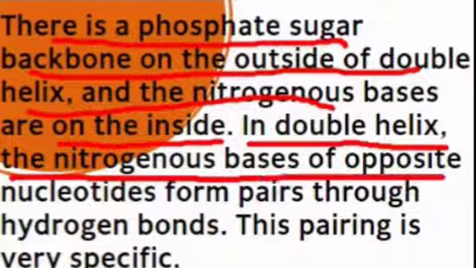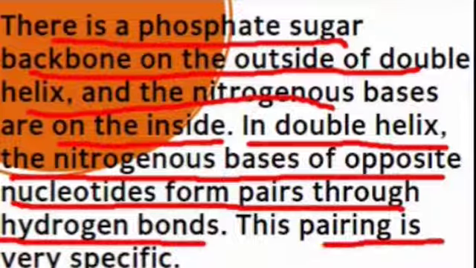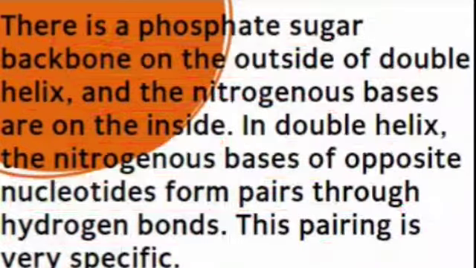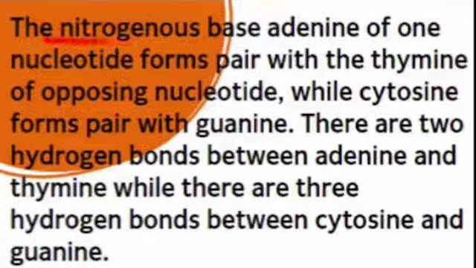In the double helix, the nitrogenous bases of opposite nucleotides form pairs through hydrogen bonds. These nitrogenous bases form linkages with each other by making hydrogen bonds, because a hydrogen bond is a relatively strong bond and forms where hydrogen is involved in the molecules. The important thing is each nitrogenous base forms pairs with the nitrogenous base of the opposing nucleotide. This pairing is very specific.